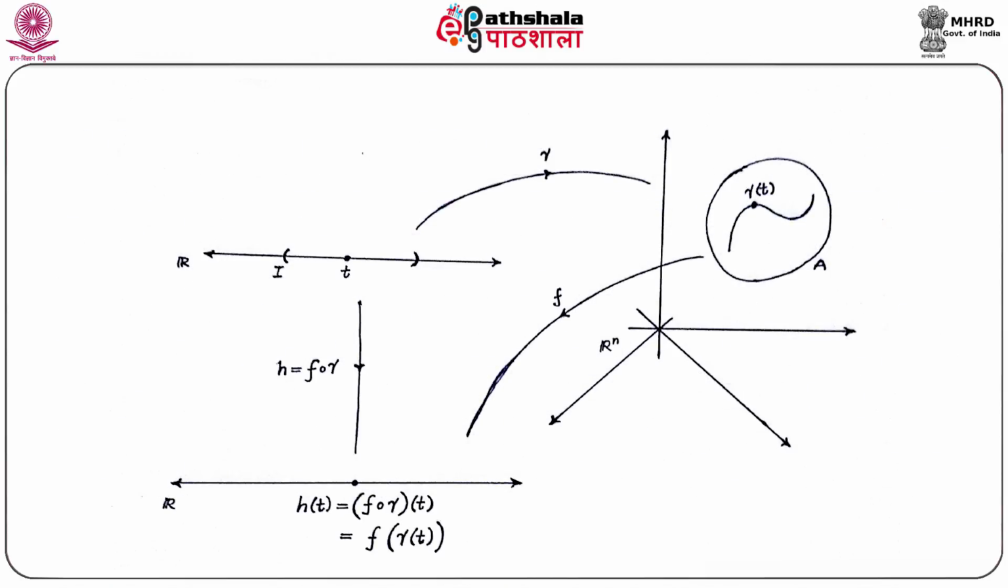To make it clear, let us look at this diagram. I is an interval in R and we have taken some arbitrary point t in I, gamma takes it to Rn and we can see the curve gamma, gamma t is a point and gamma of I, that is the trace of gamma, is within an open set A and f is a scalar field defined on it. So, it takes it again in R. Now, we are defining h equal to f compose gamma. So, h t is nothing but f of gamma t.